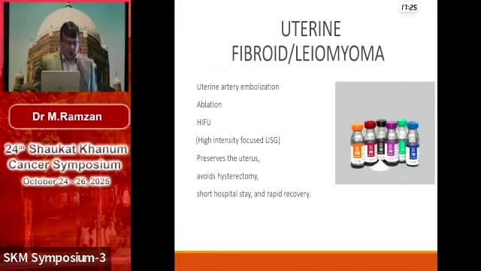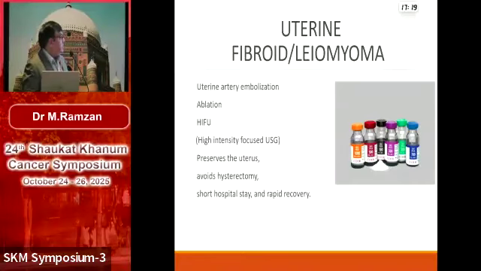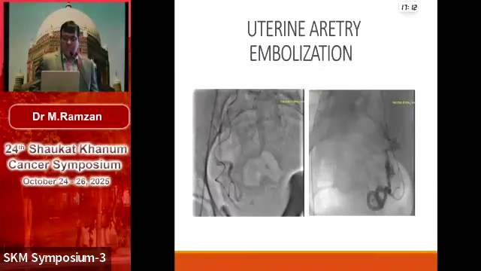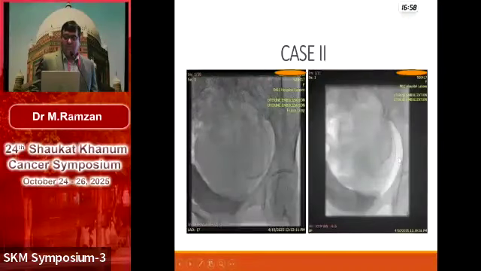These are the particles we use for the embolization. So this is a typical example. We can see the catheter is in the uterine artery, and it's embolized. This is the typical blush of the fibroids, which we see before embolization.